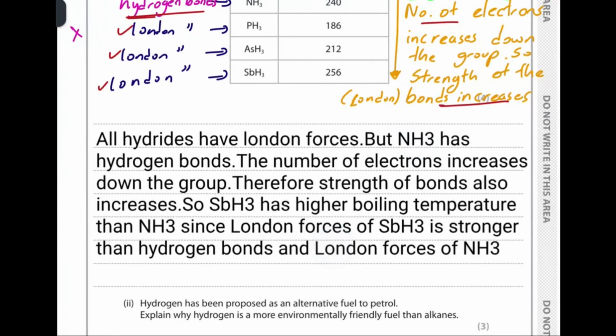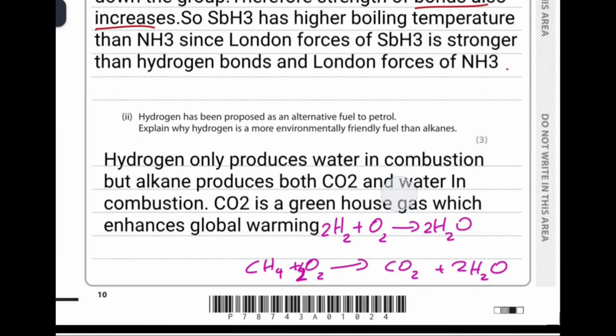So I mentioned here that all hydrides have London forces, but NH3 has hydrogen bonds. The number of electrons increases down the group. Therefore, the strength of the bonds also increases. So SbH3 has a higher boiling temperature than NH3 since the London forces of SbH3 are stronger than the hydrogen bonds and London forces of NH3. Alright.